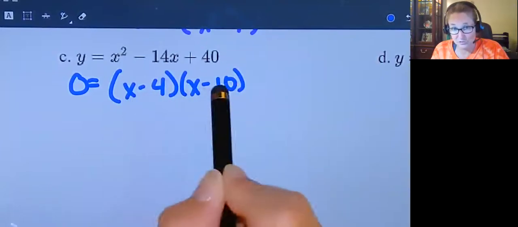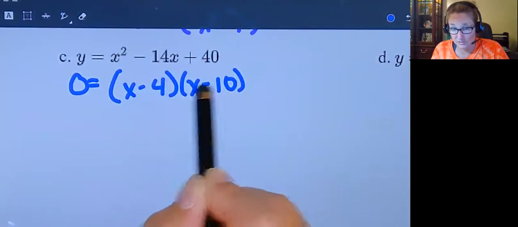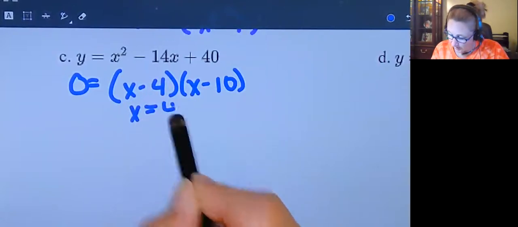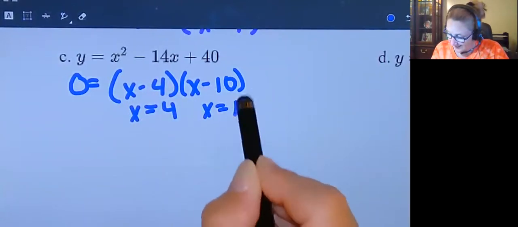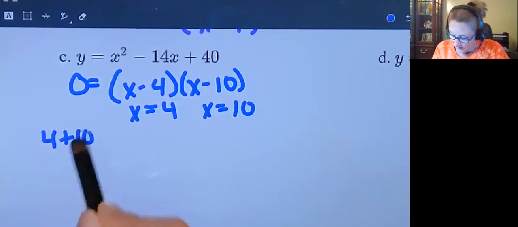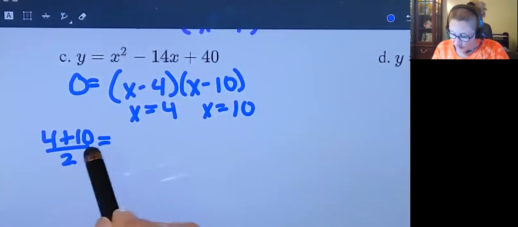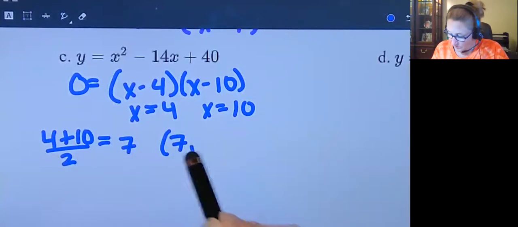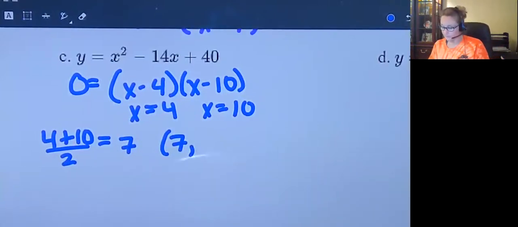Okay, that multiplies to a negative 40. I'm sorry, to a positive 40 and adds to negative 14. So I'm going to get a 4 and a 10. So I'm going to go 4 plus 10 divided by 2, again averaging them. So that's going to be 14 over 2 or 7. So I'm going to get 7 comma something.